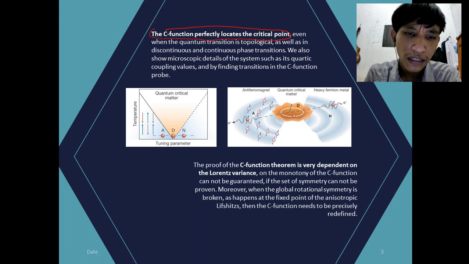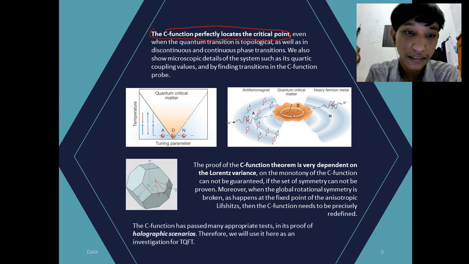So the proof of the C function theorem is very dependent on Lorentz symmetry. So the monotonicity of the C functions cannot be guaranteed if that symmetry cannot be proven. Moreover, when the global rotational symmetry is broken, as happens at the fixed point of the anisotropic Lifshitz, the C functions need to be precisely redefined.